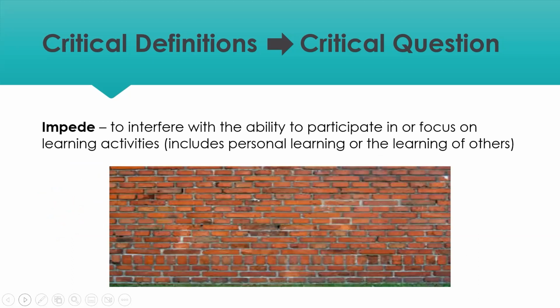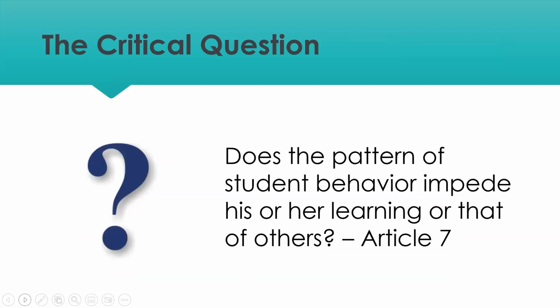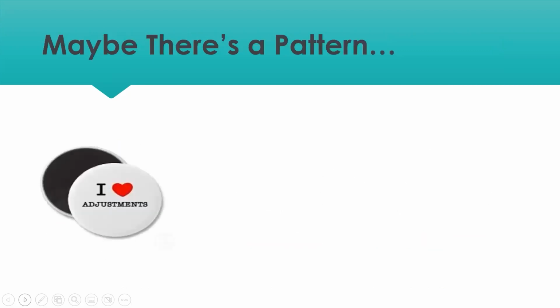So if they impede or interfere with the ability to participate and focus on learning activities, their own or somebody else's, that is a behavior that needs to be addressed. So what does Article 7 say? As we all know, Article 7. So sometimes when we think about that pattern of behavior that Article 7 talks about, sometimes we need to do things before just to kind of see.